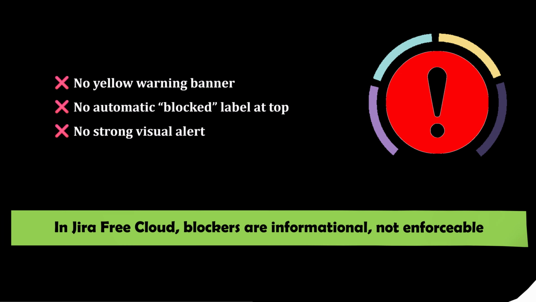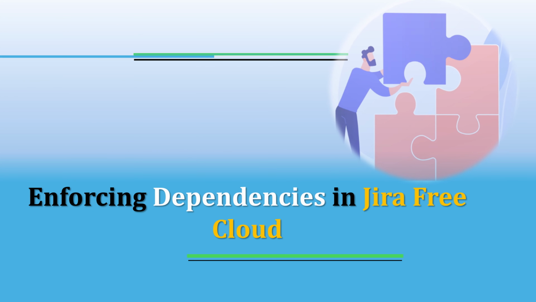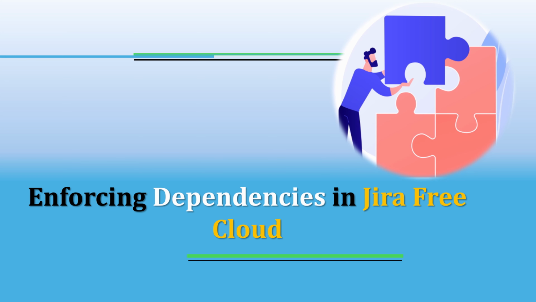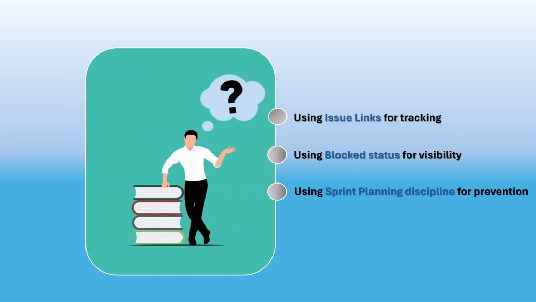Now let's see how enforcing dependencies in Jira Free Cloud works. In Jira Free Cloud, there is no built-in feature to enforce dependencies between stories. That means Jira will not stop you from starting a blocked story, and it will not show strong visual warnings. So the question is, how do teams manage dependencies effectively? In this section, we will look at the 3 practical techniques: using issue links for tracking, using block status for visibility, and using sprint planning discipline for prevention.